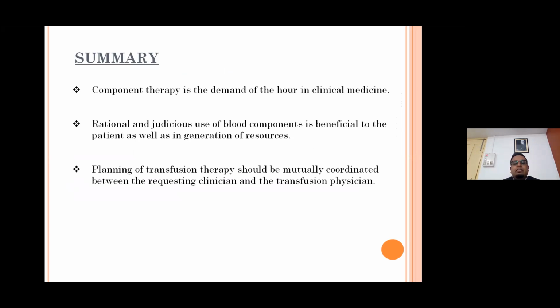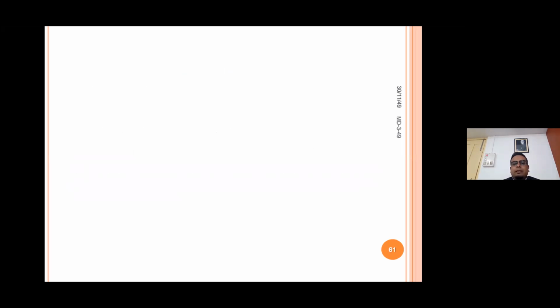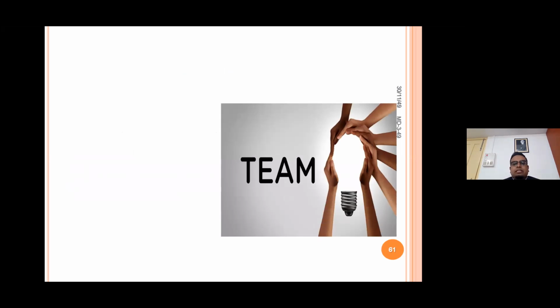So I feel this last one is the most important. That is why we have to work as a team. The clinicians and the transfusion medicine physicians, we have to always work as a team, because it is said that together everyone achieves more. And that is what is meant by the word team.